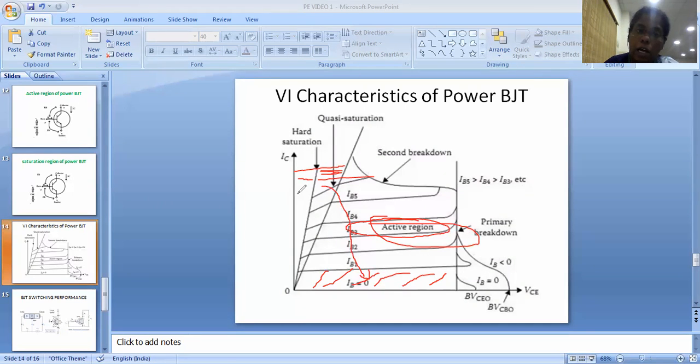Whereas when you take the hard saturation, where the saturation is very deep, it will take longer time to return back to the cutoff region. So for low frequency applications, we can operate in hard saturation, and for high frequency applications, we have to work in quasi saturation. So quasi is on state and cutoff is off state, and in between, active region will be our region where, when you want to use the BJT as an amplifier, we can operate the BJT in the active region. Thank you.